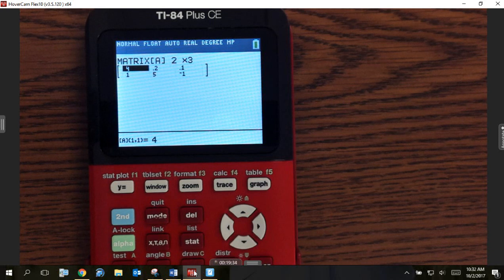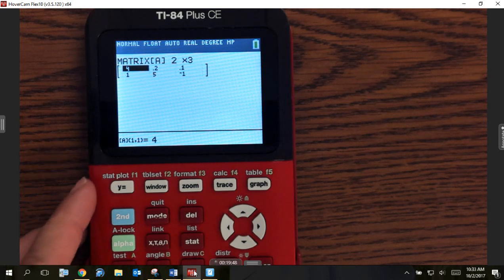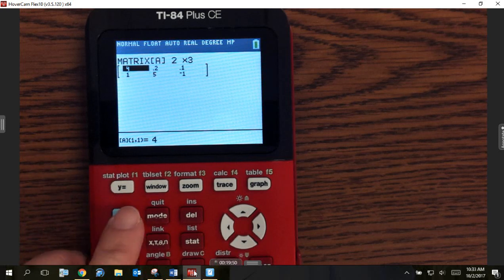And then to do the next step, you have to go back to the calculation screen. So you got to get out of the matrix screen. Once you have it in there, I'll go there in just one moment. But you need to go to the calculation screen. Second mode gets you to the calculation screen. Second mode.